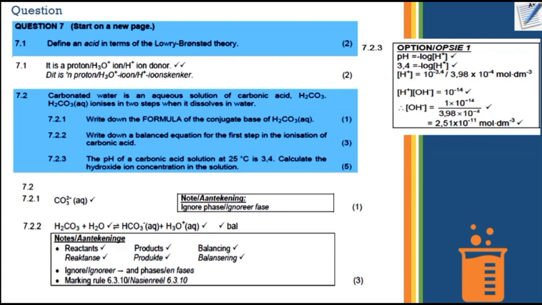So now you need to take the second formula, which is the concentration of the hydrogen ion, multiplied by the concentration of the hydroxide ion. That's equal to 10 to the minus 14. That's on your formula sheet. When you substitute into that formula, your concentration of the hydroxide ion, as you can see, is 2.51 times 10 to the minus 11 mole per cubic decimeter. That is the SI unit for concentration.